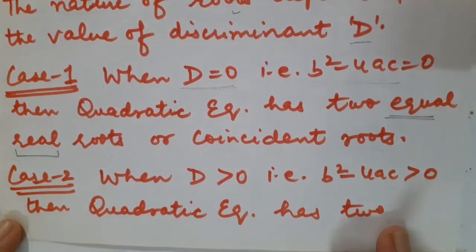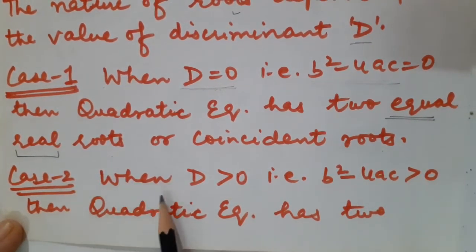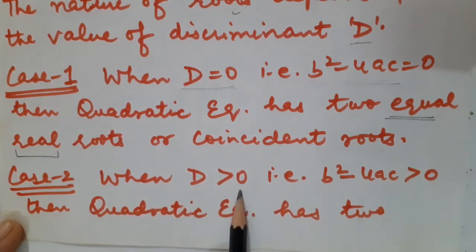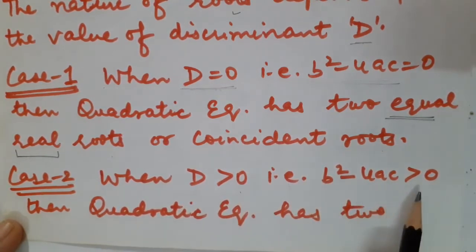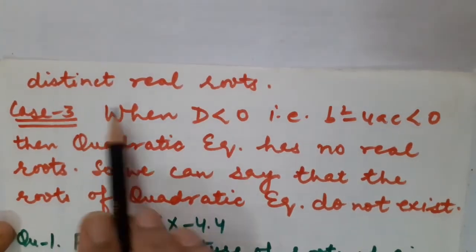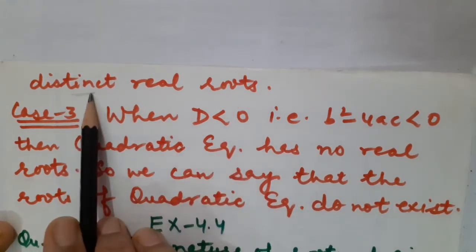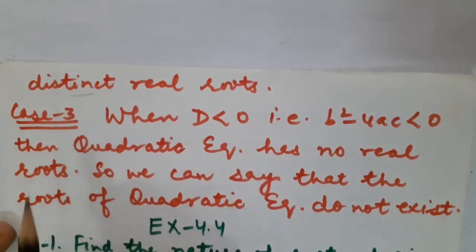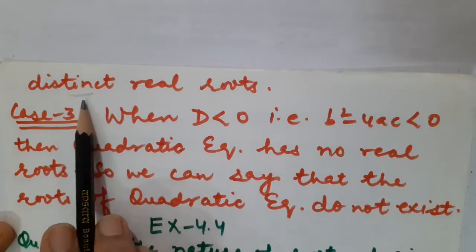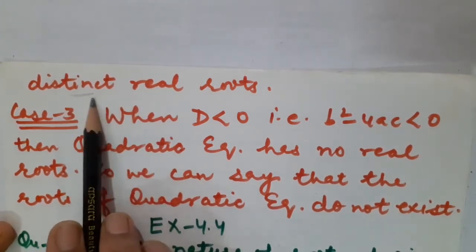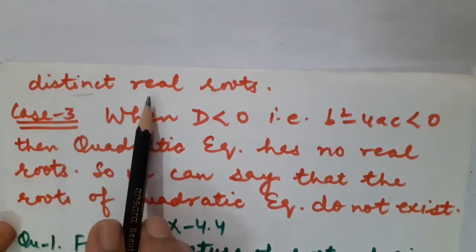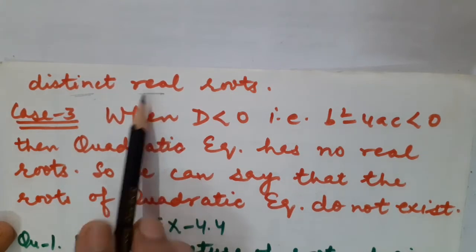Now let us discuss case number 2. Case number 2, when d is greater than 0, that is b square minus 4ac is greater than 0, then the quadratic equation has 2 distinct real roots. Distinct means different. Definitely there will be 2 roots, but they both will be distinct from each other. They will be different from each other, and of course they will be real also.